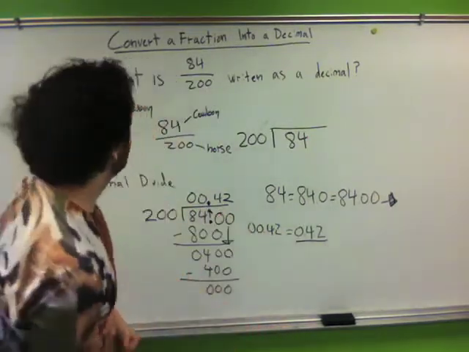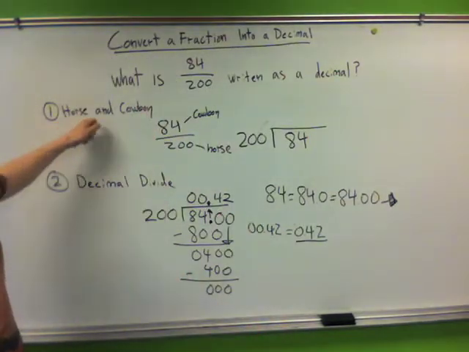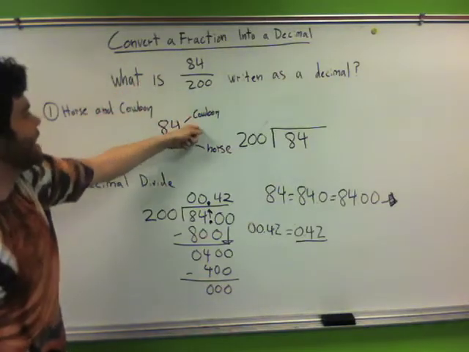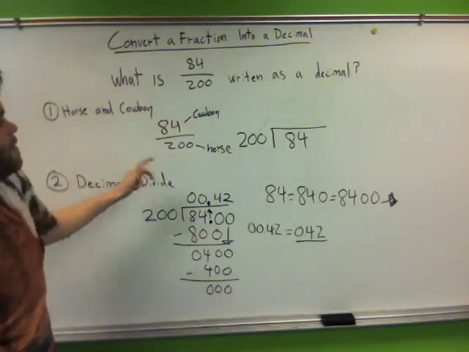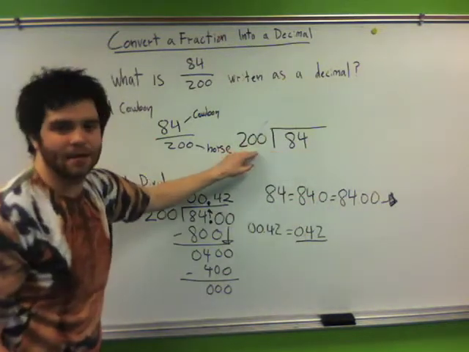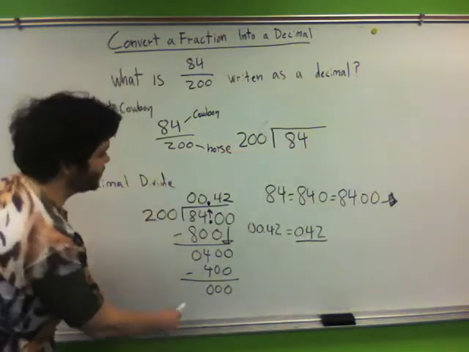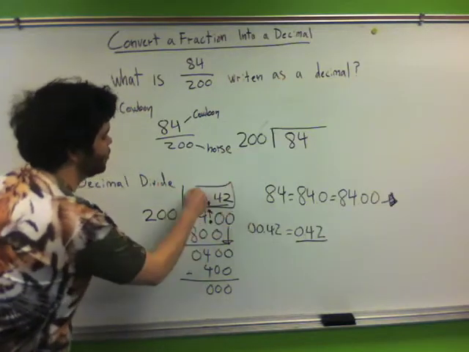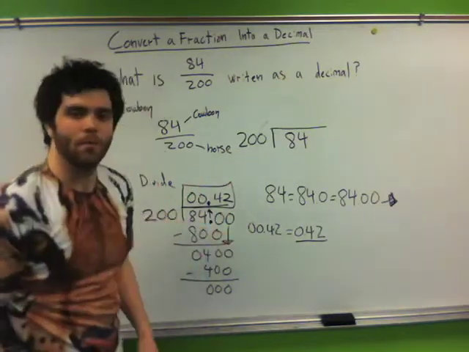How do we find that? Well, first we told our story about a horse and a cowboy. We said 84 was the cowboy, 200 was the horse. They go inside for the night, cowboy sleeps inside, the horse sleeps outside. Then we did our decimal division to find our decimal equivalent, and we found 0.42.